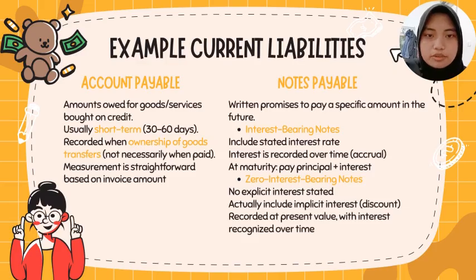The next is notes payable. Notes payable is a written promise to pay a specific amount in the future. There are two types of notes payable. The first one is interest-bearing notes, which include a stated interest rate. The interest is recorded over time, or accrued. At maturity, the holder of the interest-bearing note will get the principal plus interest.